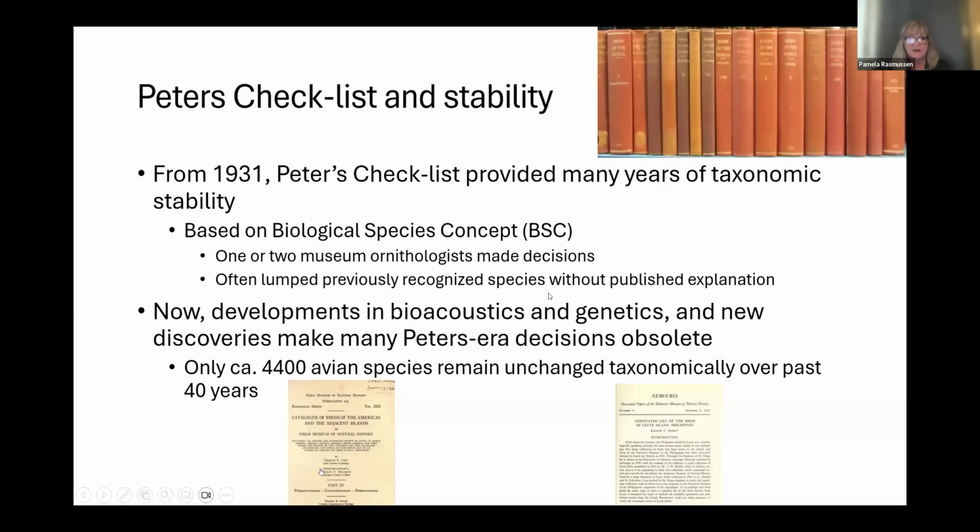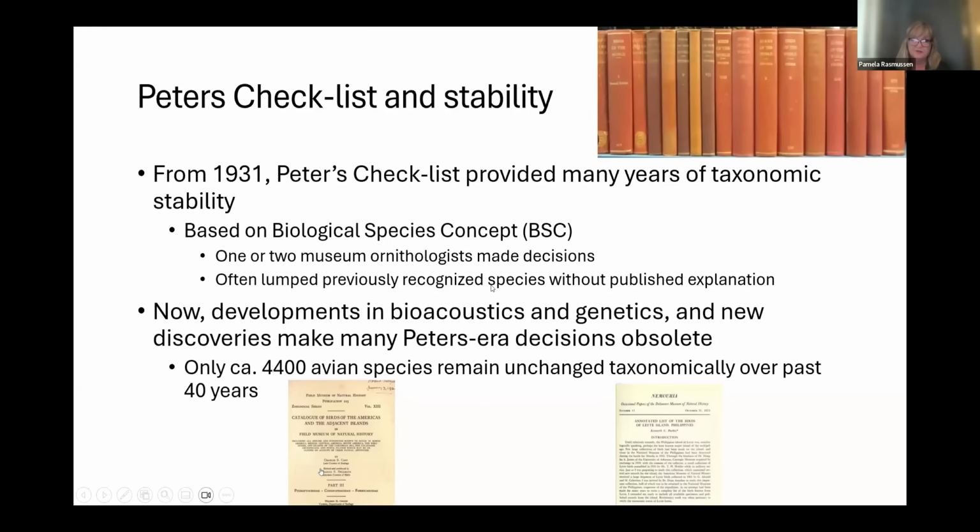And they often also took the tack of, just because they were doing this work on a tight time scale, and at that time, this was how you did things. You just made decisions and you didn't have to justify them. So we now find that many of what we now question as being species rather than subspecies, they had lumped without publishing any explanation.